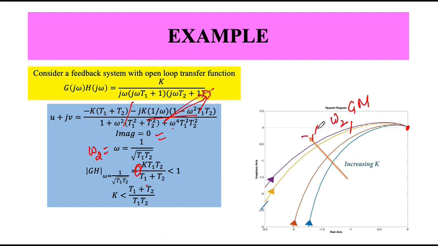So this magnitude, which is now k t1 t2 by t1 plus t2, should be less than 1. Okay, so that magnitude should be less than the value -1. If I put less than or equal to, then there will be some kind of marginal stability. If I put it equal to, then it's marginal stability. Therefore this system is stable as long as the gain k is less than t1 plus t2 by t1 t2.